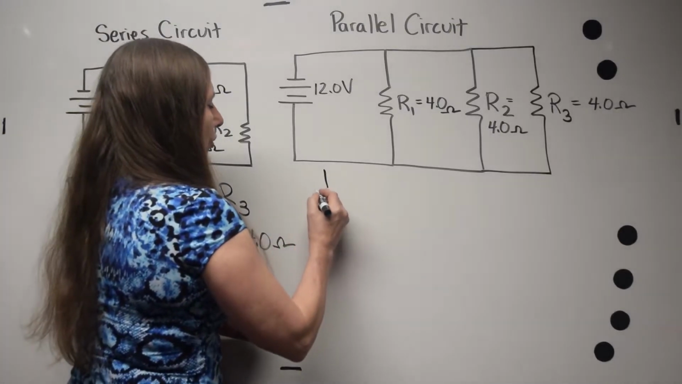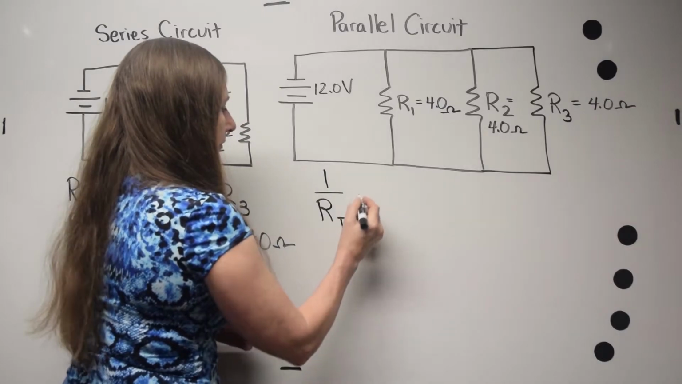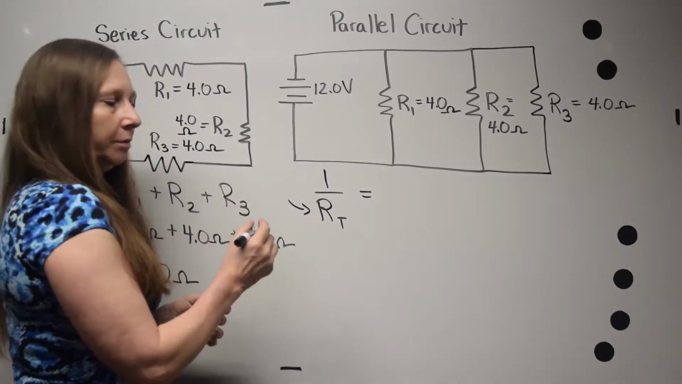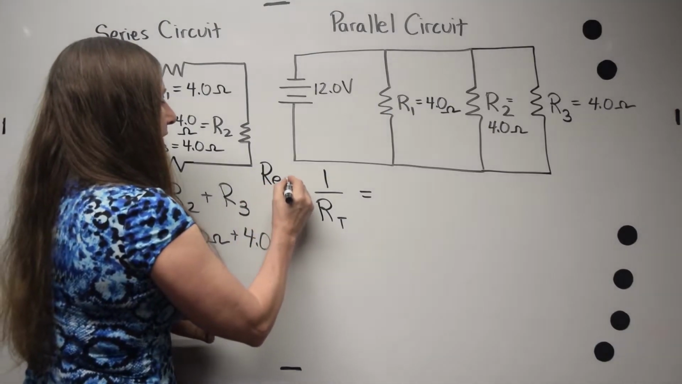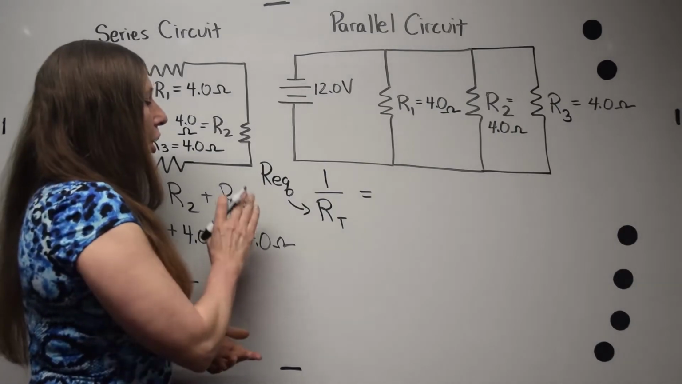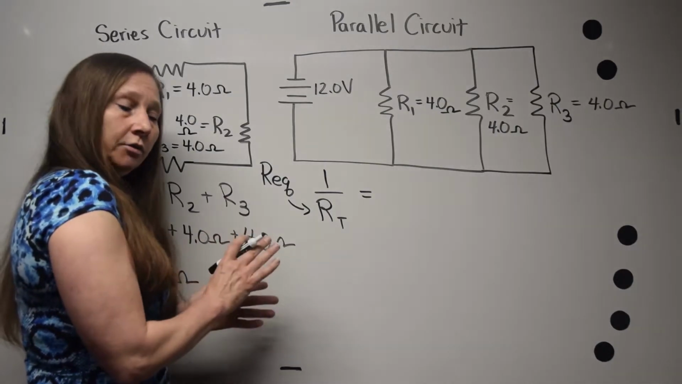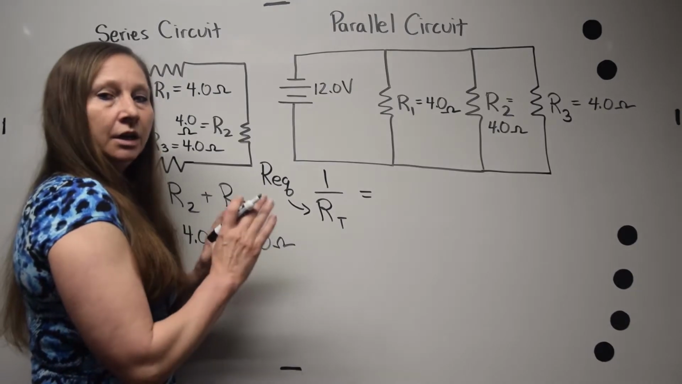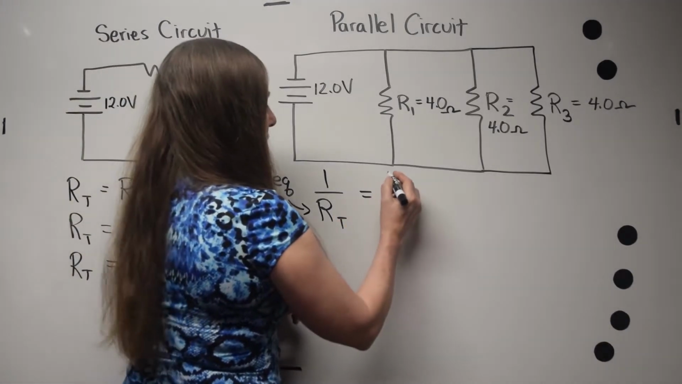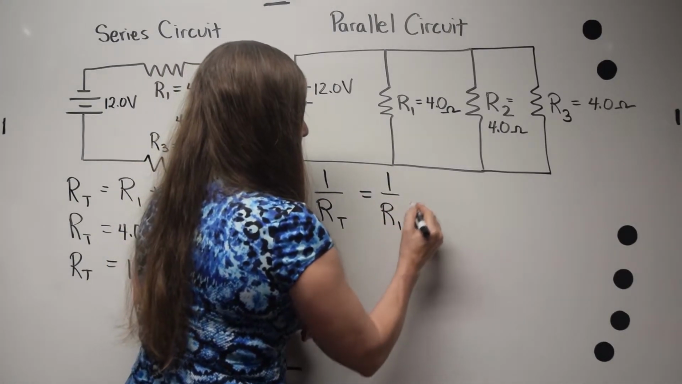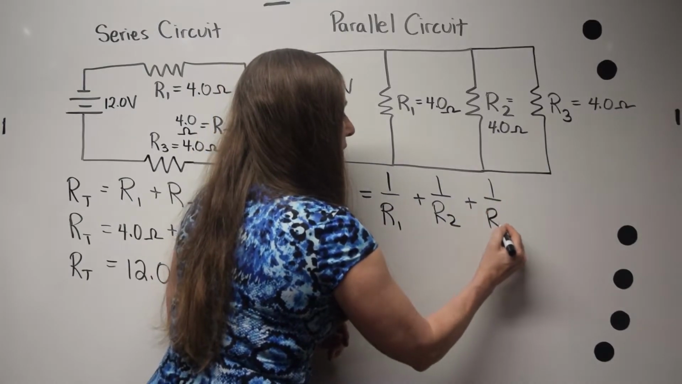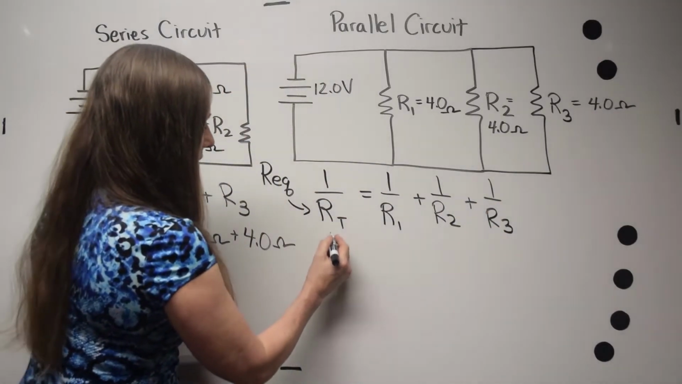The equation: 1 over R total equals... now remember, R total, some people like to call it the equivalent resistance, R_EQ. So whether you call it the equivalent resistance or the total resistance doesn't really matter, all right? It means the total resistance. Now, we've got 1 over R1 plus 1 over R2 plus 1 over R3. All right, so let's start plugging in.